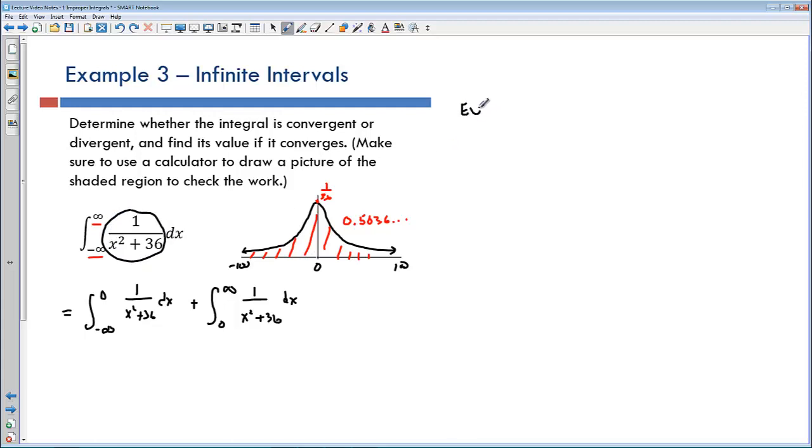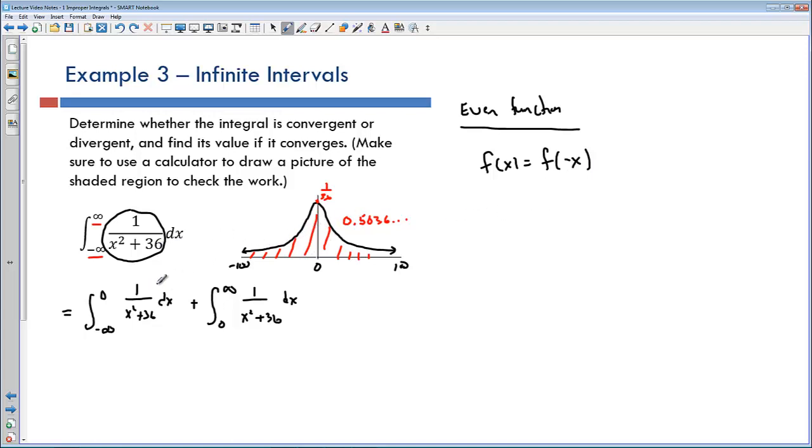So remember the idea of an even function. The idea of an even function is the function is the same on either side. So f of x is equal to f of negative x. And you can see that in the graph here. This graph is basically the same as this graph on either side. And so what does that mean?